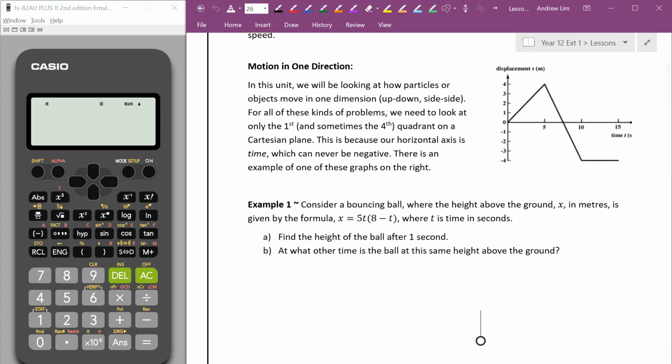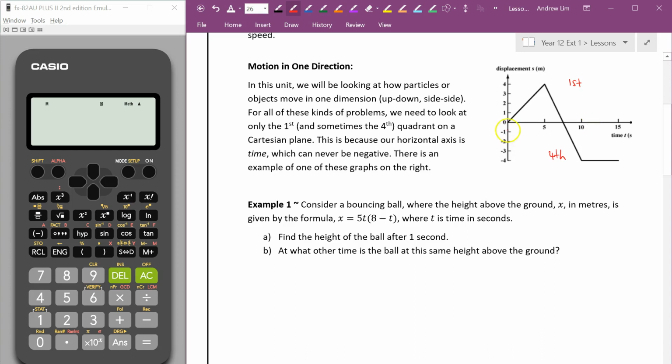In this unit, we'll be looking at how particles or objects move in one dimension, so up and down or side to side from left to right. For all of these kinds of problems, we need to look at only the first and sometimes the fourth quadrant on a Cartesian plane. This is because our horizontal axis is time, which can never be negative. So here we've got our first quadrant, and here we've got our fourth quadrant. We don't have the second or third because we can't have negative time. There is an example of one of these graphs on the right.